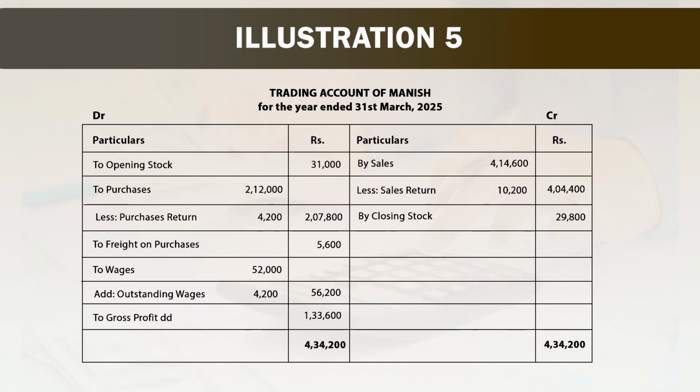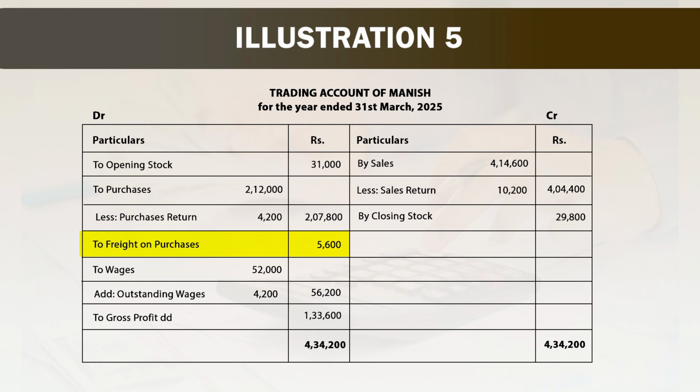Now, we will see our trading account. First, we will see all items of debit side of trading account. First is opening stock 31,000 rupees. Then next item of the debit side is purchase of rupees 2,12,000. From that purchase return is deducted 4,200. So, final balance is 2,07,800.